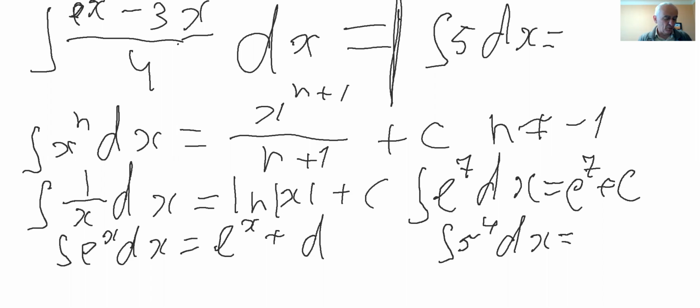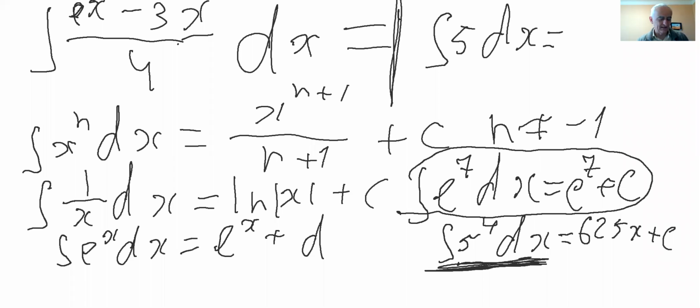Okay, let's go back to our problem. What will be the integral of this? 625x plus c. Okay. Now let's go back to this integral. 7x plus c.